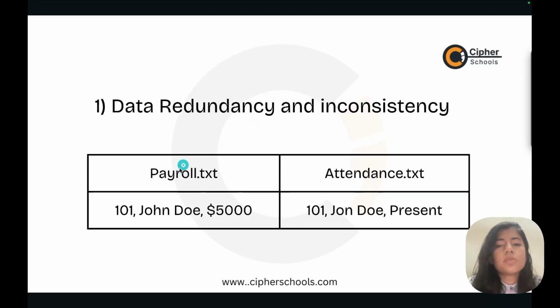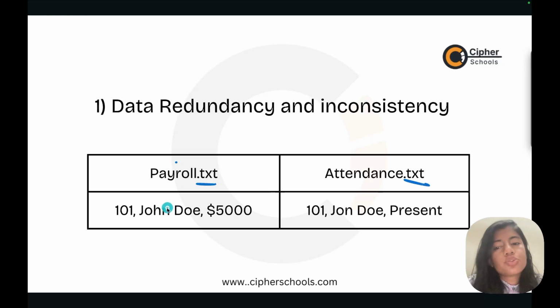Now, see this kind of situation where you are using file systems to store data. You are using .txt files to store data. So we have two files. One has the ID of the person, then its name, and its salary, suppose. And then again the ID of the person, name, and whether he is there today or not, like present or absent. So for the payroll, we are storing details about salary, and for the attendance, we are storing details about whether the person is present or not.